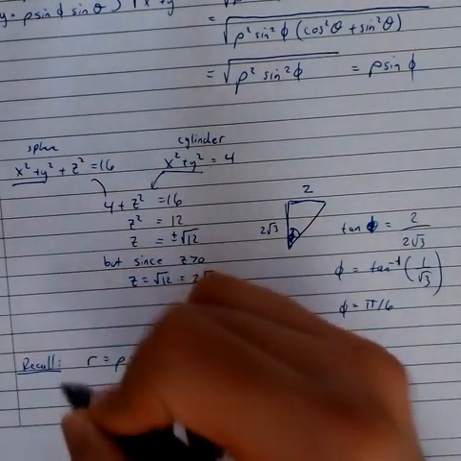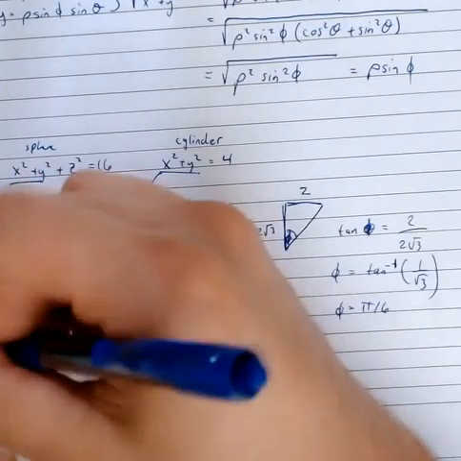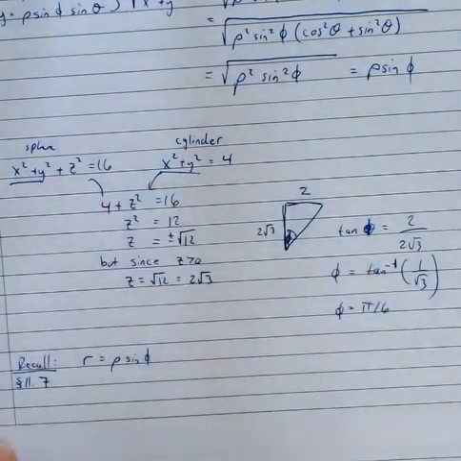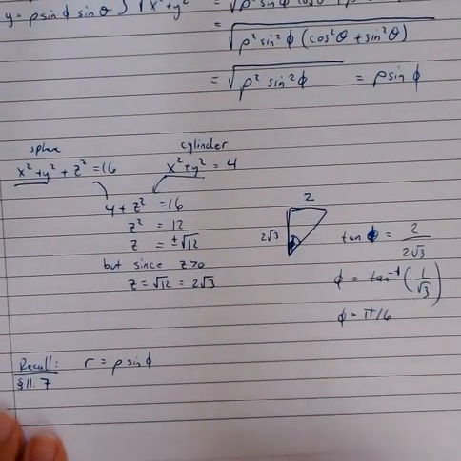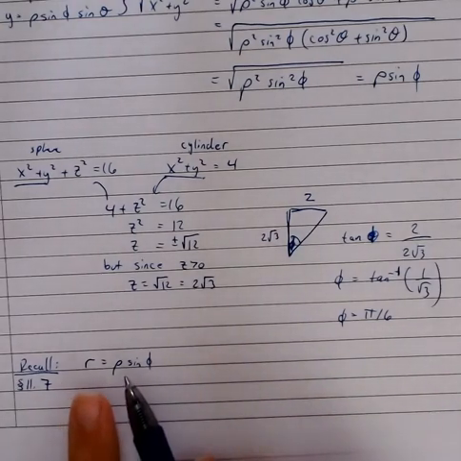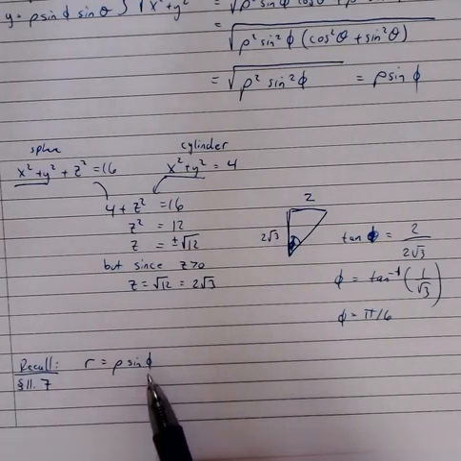If you're having a hard time remembering where that was, this was quite a while back. This would have been section 11.7, which was about 8 weeks ago. But due to recent events, it feels more like 8 years ago. So here we have R equals rho sine of phi.